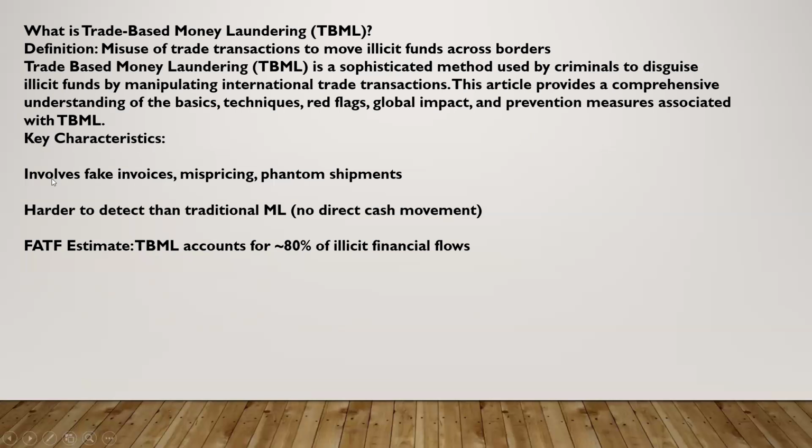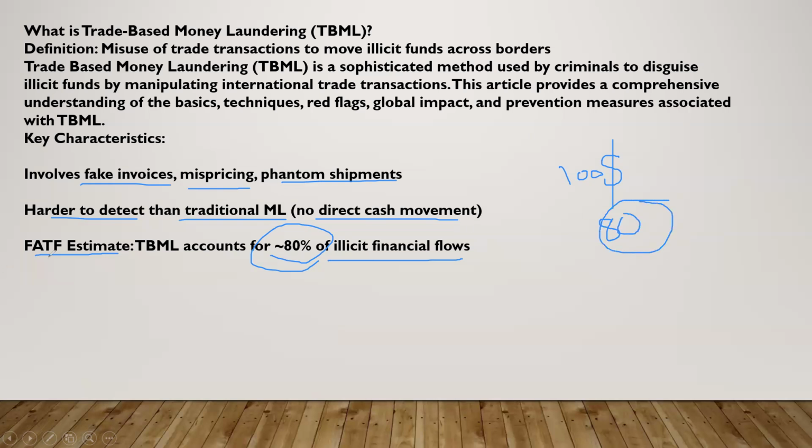The characteristics are that it involves fake invoices. In international trade, they will be making fake invoices, and mispricing. Suppose some product is of $10, but they will do the mispricing and show $100. There can also be phantom shipments, and it is harder to detect than traditional money laundering, with no direct cash movement. FATF estimates that trade-based money laundering accounts for 80% of illicit financial flow. So 80% of money is going through trade-based money laundering as per FATF.